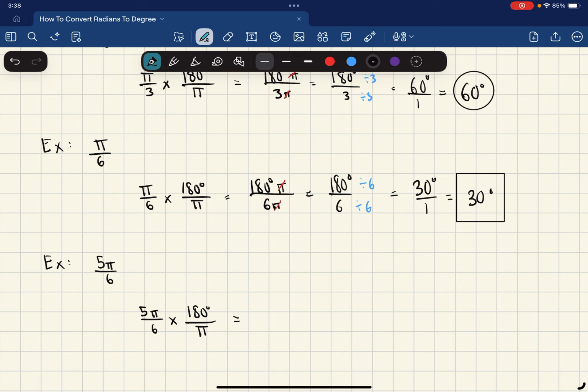Okay, so 5 times 180 degrees should get you 900 degrees pi over 6 pi. Of course, again, the pi's cancel out, leaving you with just 900 degrees over 6. I believe we can divide this by 6. Yep, I knew it. Let's simplify this. Divide both the numerator and denominator by 6. You should get 150 degrees over 1, which is just 150 degrees. And that's all.